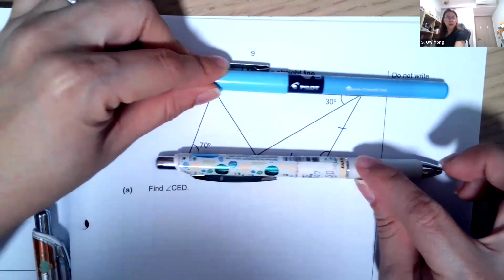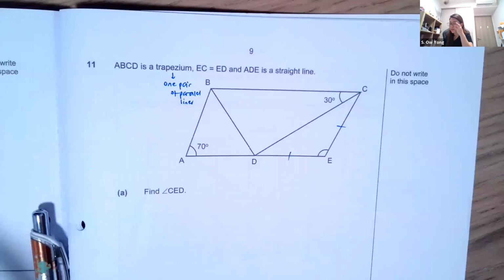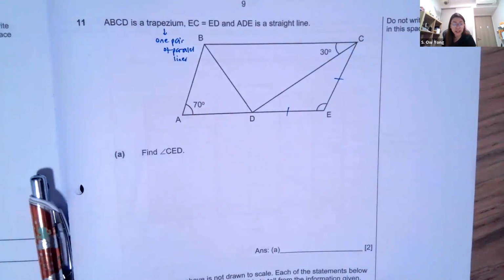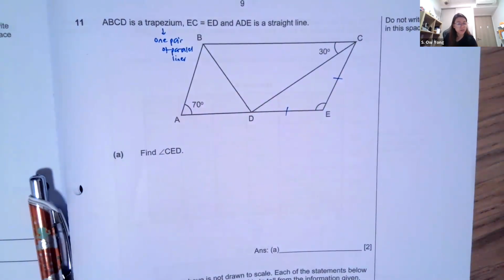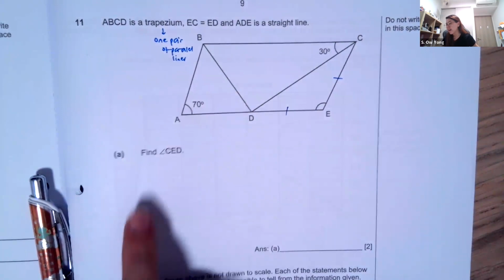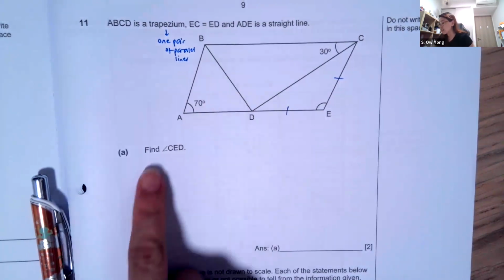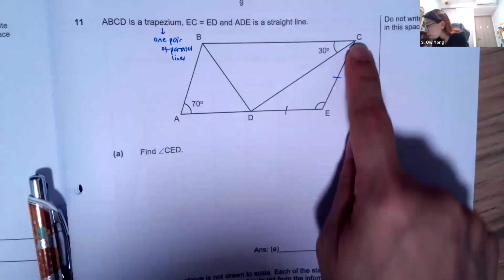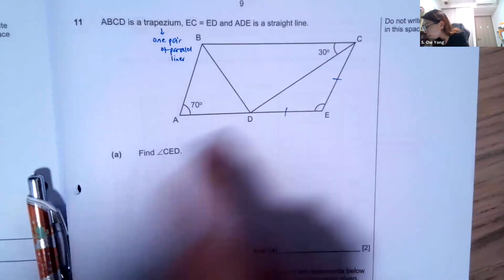Okay, versus these 2 lines. So I highlight out the pair of parallel lines for you first. Maybe I use yellow, then you can see clearly. They ask, find angle CED. Actually, this is the parallel line.